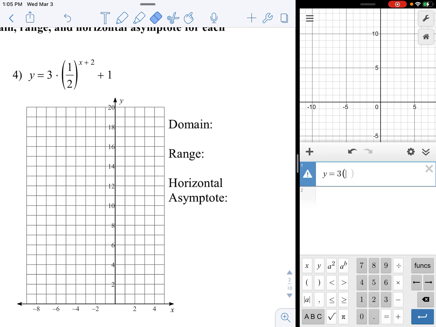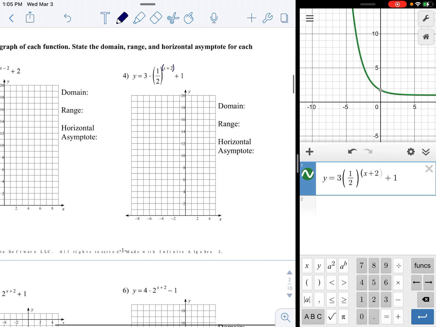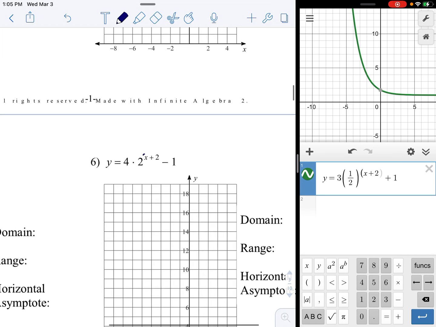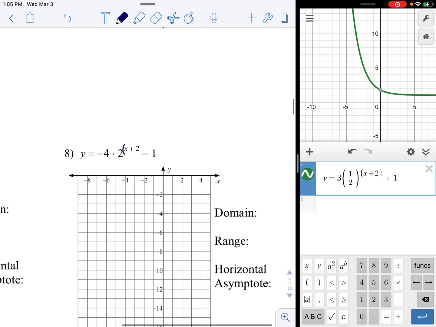So y equals 3 times the fraction 1/2 raised to the power x plus 2, and then plus 1. Now this is tricky. Watch what happens when I type in x plus 2. You see how Desmos put the plus 2 in the wrong spot? The plus 2 is supposed to be up here with the x, and it's not. So what you need to do is go parenthesis x plus 2. Then outside the parenthesis, you put plus 1. So when you type this into Desmos, you're going to want to put parentheses there.